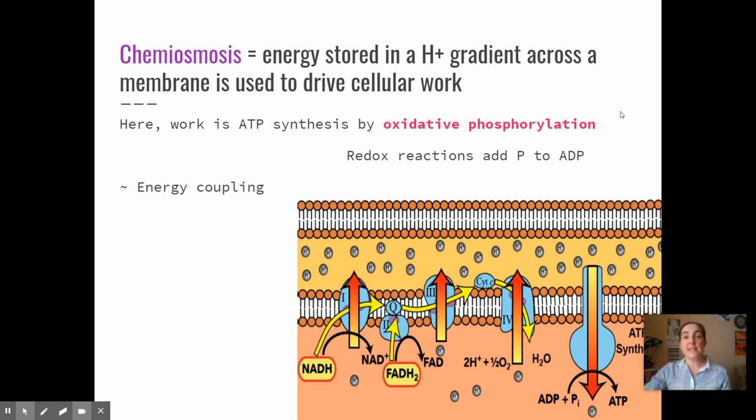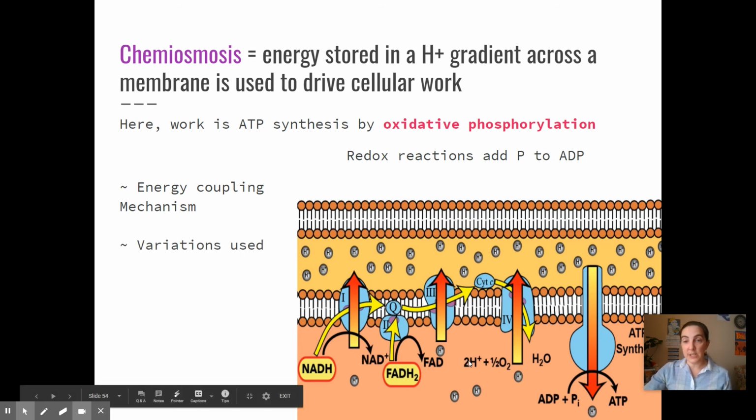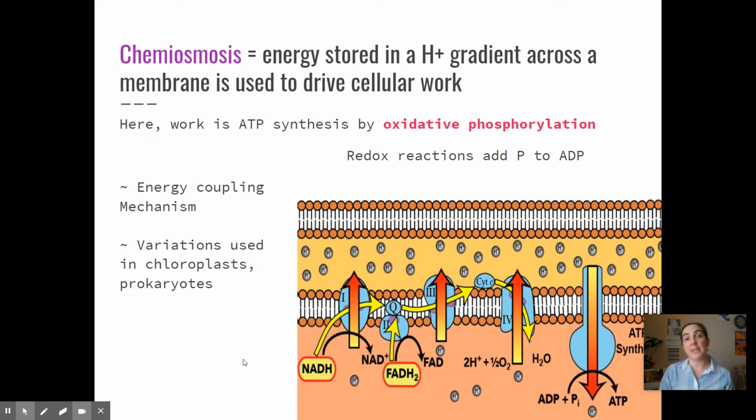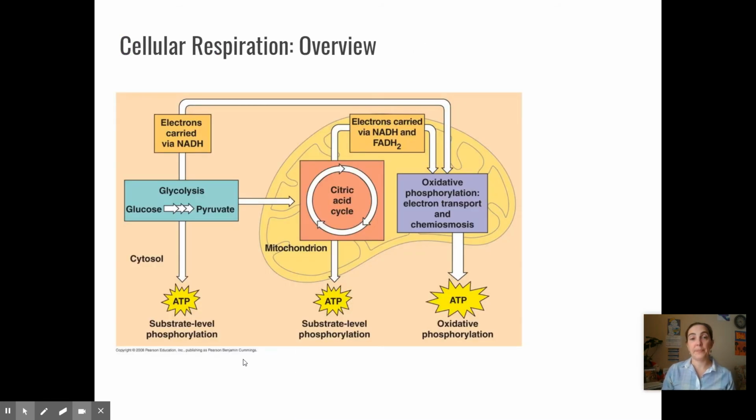So this is another example of energy coupling. We are using diffusion to power another process. And there are variations of this also used in chloroplasts. So you'll see this again in photosynthesis. And prokaryotes, bacteria, use this as well. And we'll talk a little bit about that towards the end of the week.